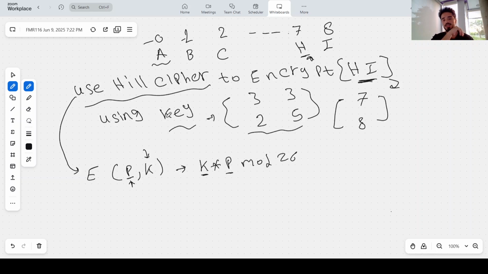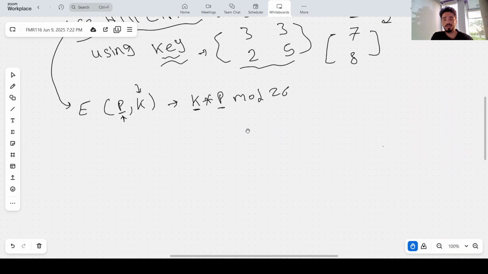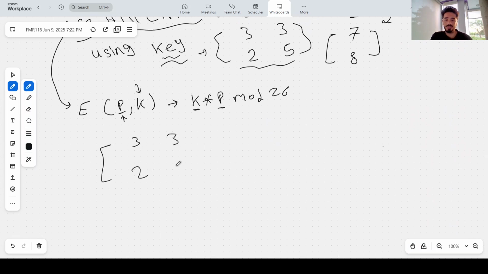And we have our key matrix here. It is a given matrix. And the rule for Hill Cipher encryption is K times B modulus 26, because we have 26 letters. So now we will multiply our key matrix by the letters matrix.